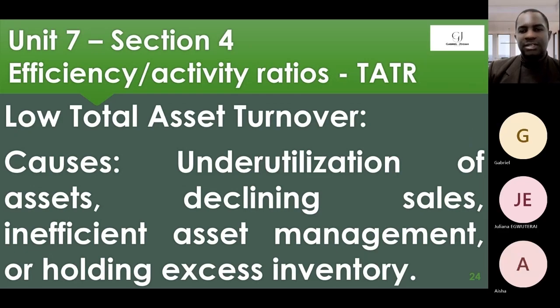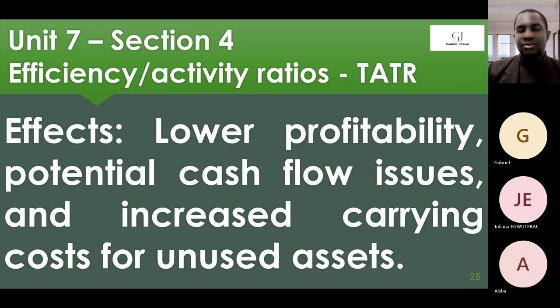But a lower one, for example, in Dan Kabir's case, shows or is caused by underutilization of assets, declining sales, inefficient asset management, holding excess inventory, receivables, and not even paying payables on time. So these are the causes. And the effect shows lower profitability. Like you saw, Dan Kabir's bottom line is very low, which is their net profit. Potential cash flow issues, exactly, like we saw in the liquidity ratios. And increased carrying cost for unused assets. Exactly. So when you are not using your assets, you are underutilizing them, and you carry a lot of carrying cost on those assets.